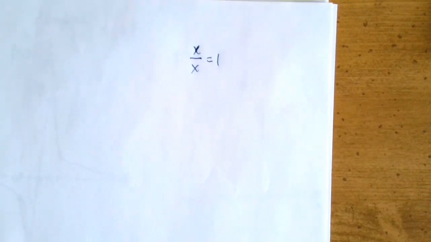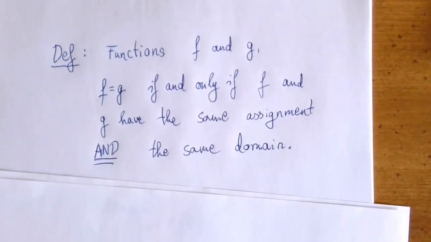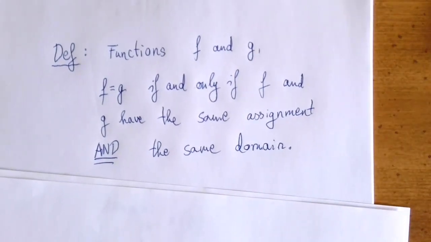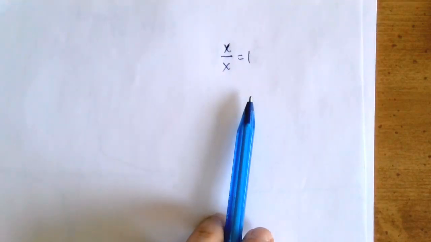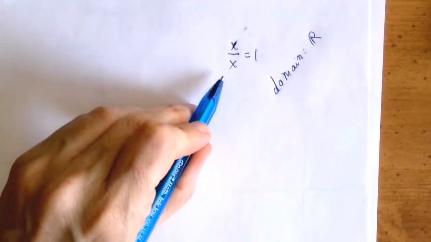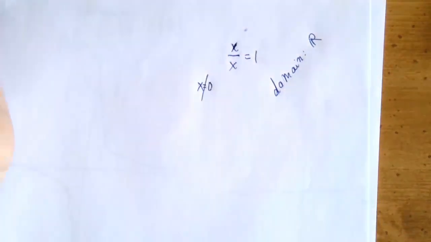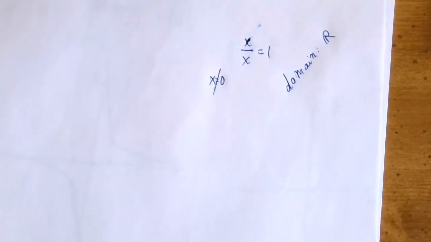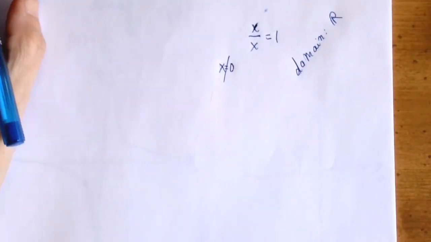Well, the algebra teachers didn't tell you the whole truth. Because the whole truth is, if you have two functions, f and g, the two functions are equal if and only if f and g have the same assignment and the same domain. So as functions, these two sides have different domains. This one does not allow x to be 0. As functions, these two are not equal to each other. So this equal sign, we really didn't have the right to use it here.